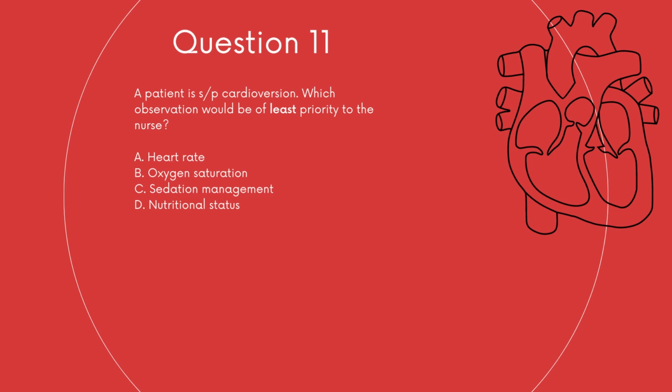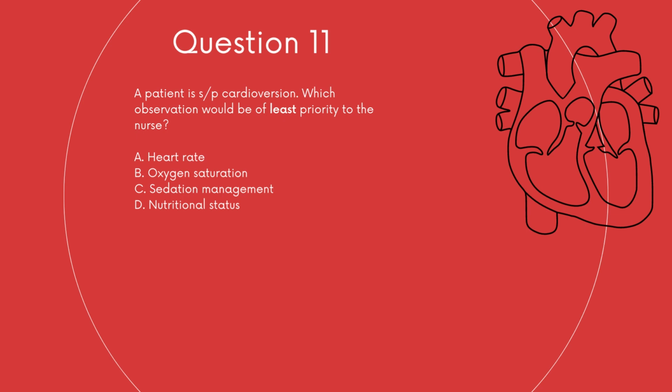Good job. Question 11, so the last one for part one. The question we have here is: a patient is status post cardioversion. Which observation would be of least priority to the nurse? So the patient was just cardioverted. So the heart was in an abnormal rhythm. It was probably high. Maybe they had some ectopy.